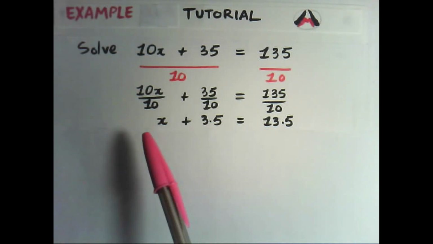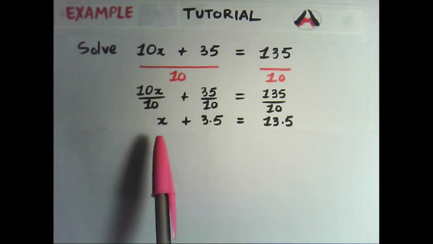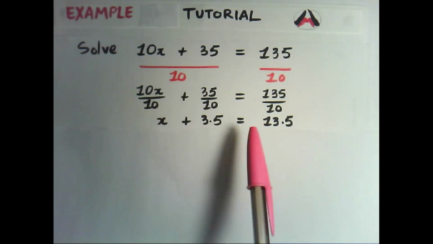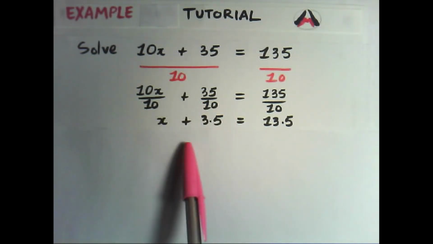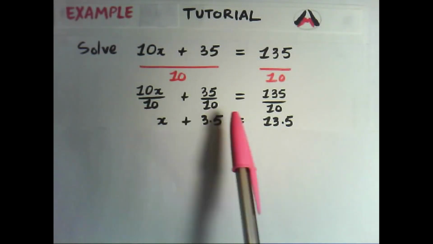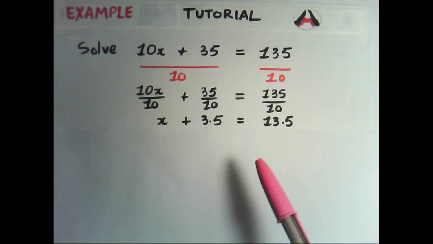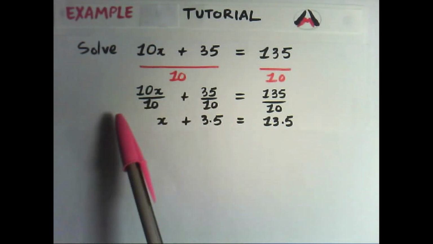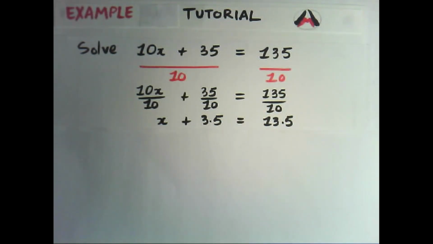So looking at the next equation in the solution, we can see that we have x plus 3.5 is equal to 13.5. Well, we want to get x by itself, so we still need to eliminate this 3.5. The opposite, or the inverse of adding 3.5 would be to subtract 3.5. So what we do on the left-hand side of the equation, we also need to do on the right-hand side of the equation.